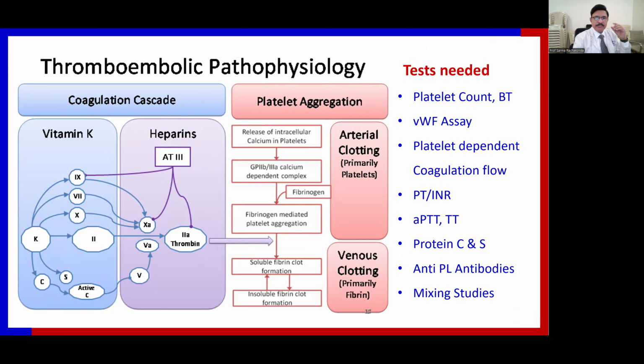This summarizes everything for you: vitamin K, coagulation cascade, platelet aggregation, and tests required in a bleeding disorder.